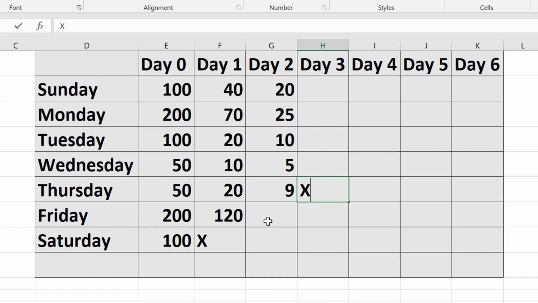Similar to this, Friday 200, number came down to 120 on day 1, which is on Saturday. Again, I would be putting an X over here, because again it is Sunday of the next week. Again, I will be putting an X over here, because obviously it is going to be Monday of the next week. So X. So I can better put X's all over here, because this is something which is out of my date purview. I am not actually wishing to analyze this particular time period. So I can just keep putting X's over here, because these are the dates which pertain to the next week.